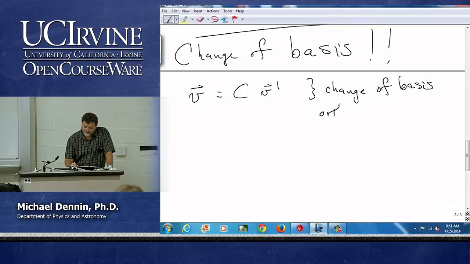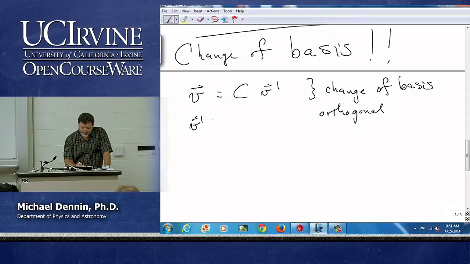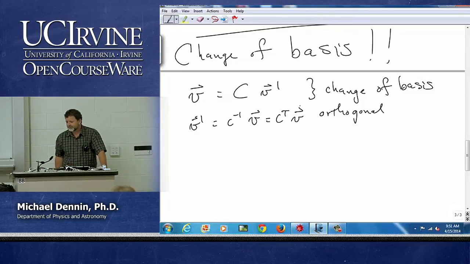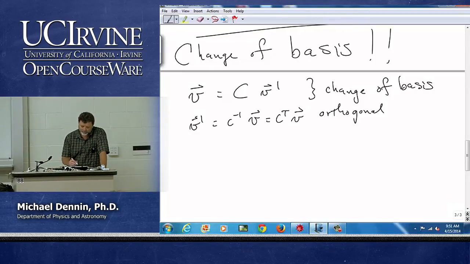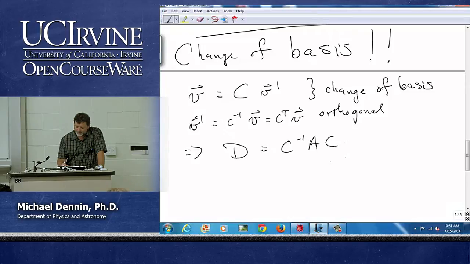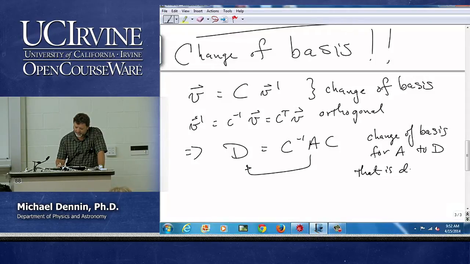If it's an orthogonal change of basis, then we can say v prime, which equals C inverse v, actually equals C transpose v. And what we want to show is there are special cases where we can make a diagonal matrix out of the matrix A. So this is a change of basis for A to D that is diagonal.